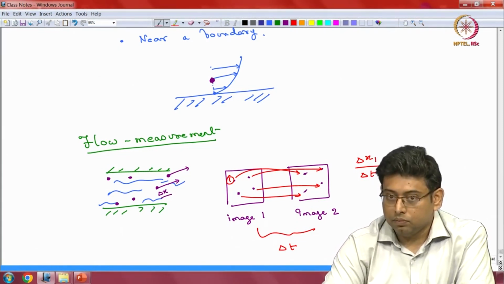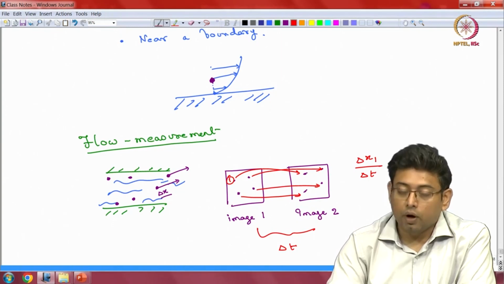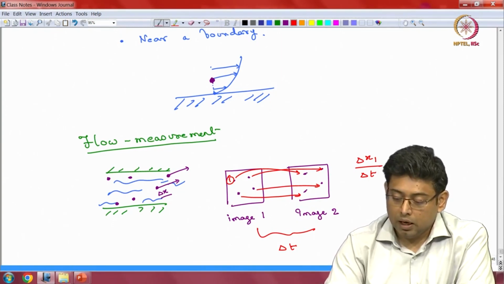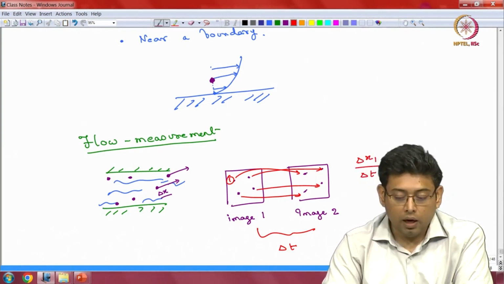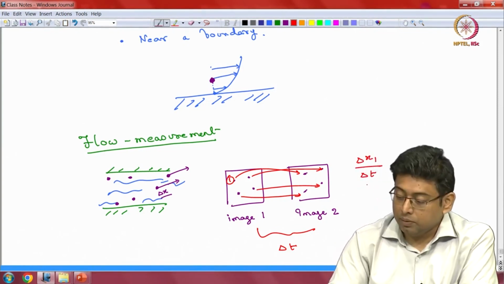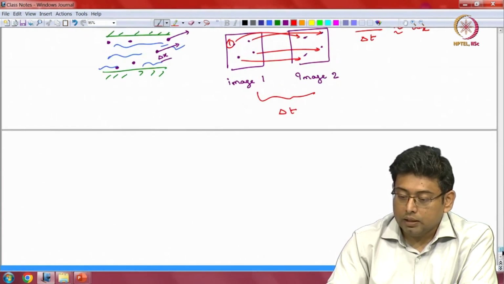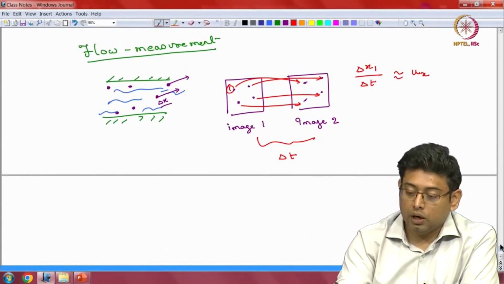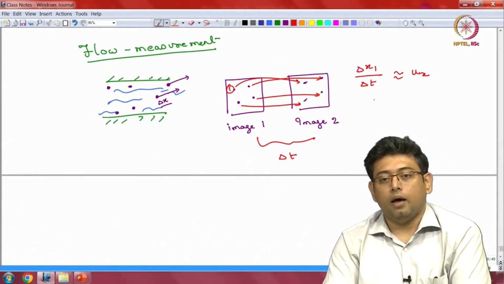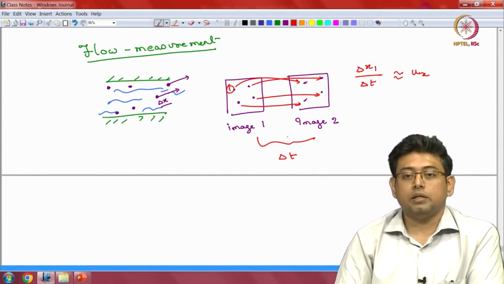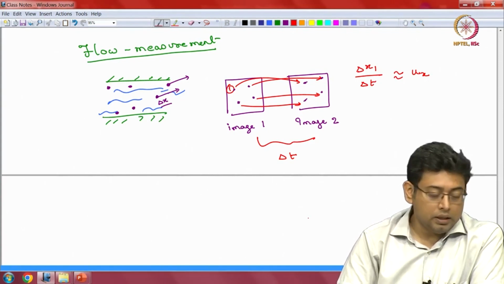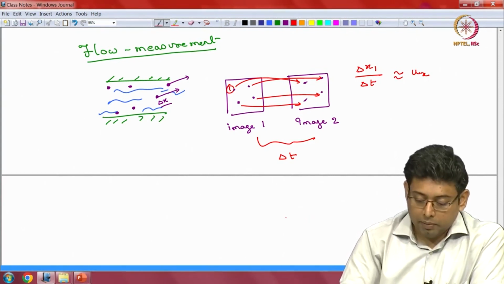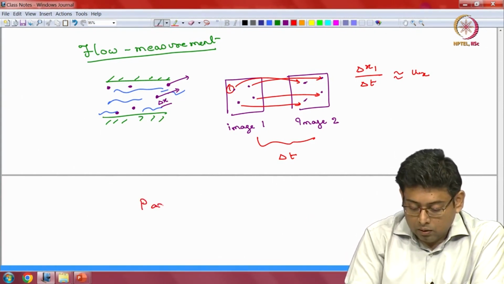And then what you do with this velocity is you are able to get some idea of the local fluid flow. Now this idea is very simplistic and very intuitive. This idea of using this kind of correspondence between particles in different images and using it to calculate local velocities is also known as particle tracking velocimetry.